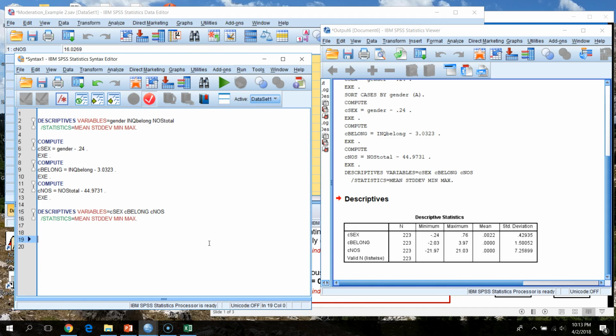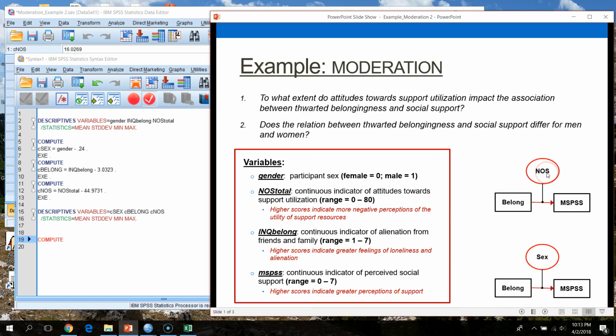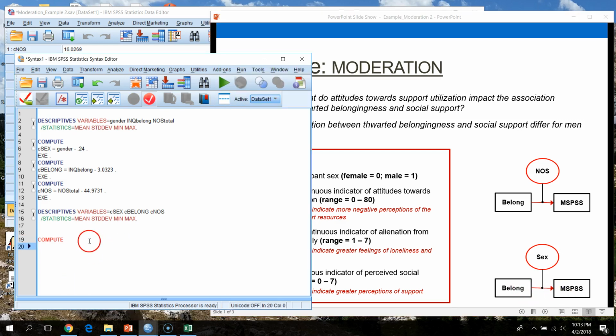So now I'm going to create my interaction terms. So compute, and again what we want to look at is interactions between NOS and belonging, and sex and belonging. Okay, so these two we're conceptualizing. This is the base relation, and these being the third variables that might impact the nature of the relation between belongingness and perceived support. So I'm going to compute, and I'm going to call this NOS by belong, or we'll shorten it up, bel, is equal to centered NOS times centered belong.